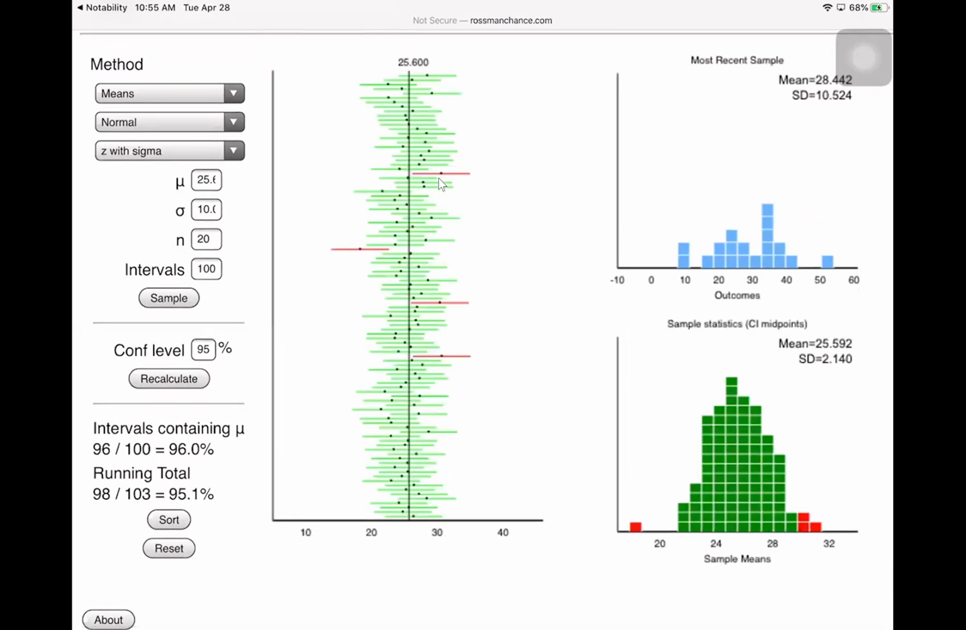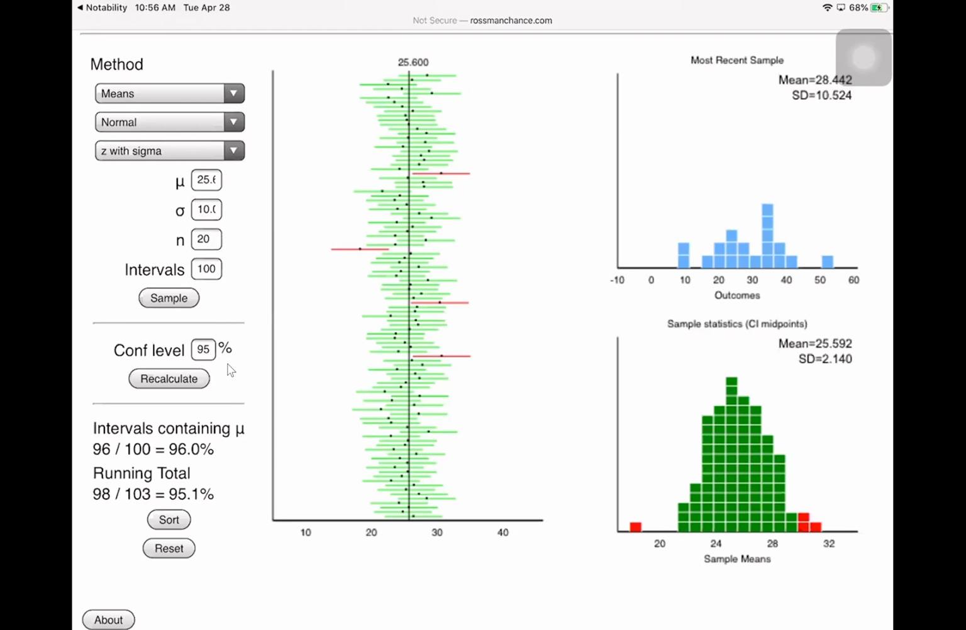Very good. So if you look at it, you get 1, 2, 3, 4 red, and you get 96 green. So that means it was correct 96% of the time. If you look right here where it says interval containing mu, it says 96 out of 100, which is 96%. So this is what the confidence level is also telling us. It's telling us if I repeat this method many times, how many times it would contain the population mean and how many times it would not contain the population mean.